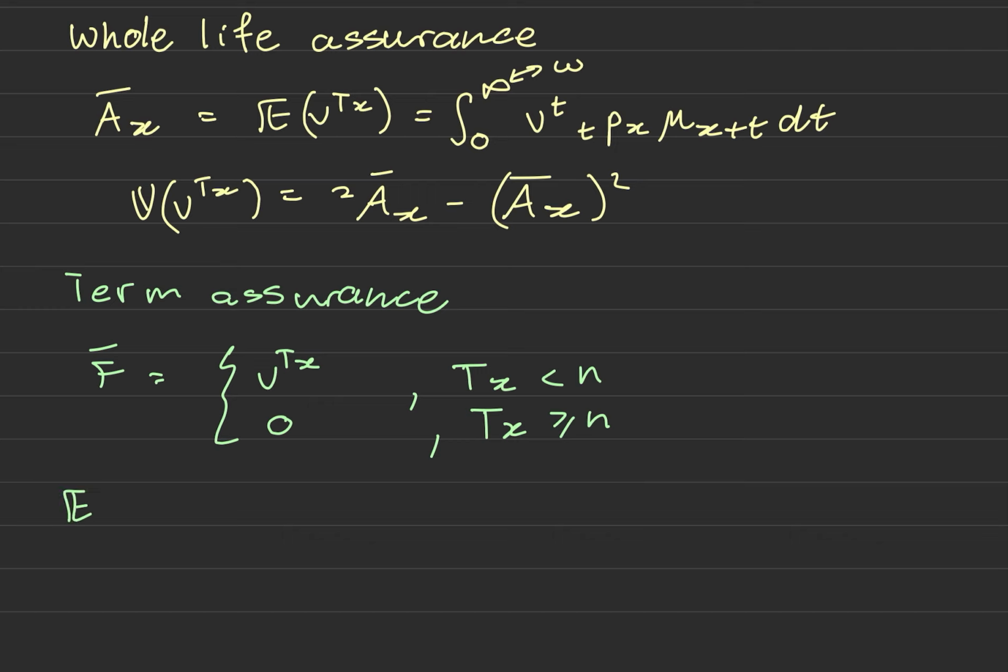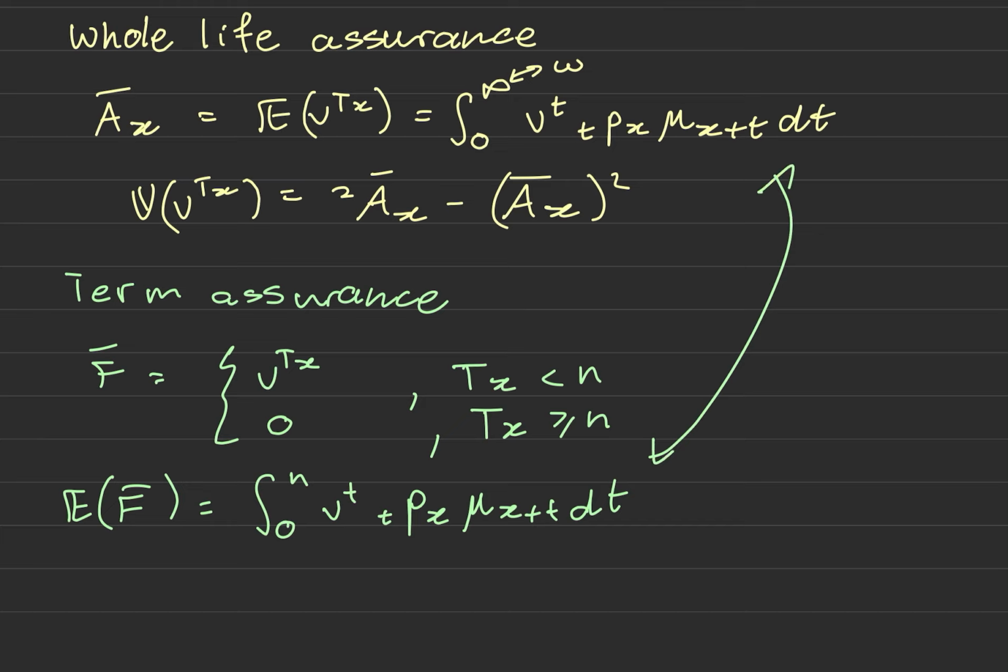Now, I can take the expectation of this random variable to get the expected present value for this contract, and I take the integral from 0 to n of v to the t, tPx, mu x plus t dt. These two formulae are extremely similar. The only difference is the bounds that I've used in the integral. Obviously this n is for a term assurance contract, but for a whole life assurance contract, I don't bound the upper bound. It goes to infinity or to the maximum possible lifetime.